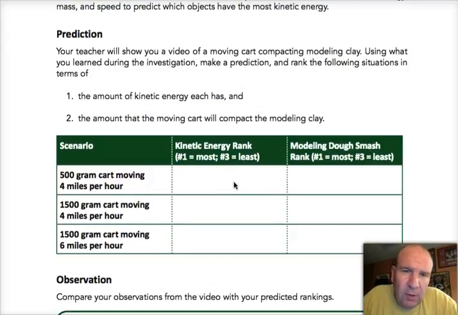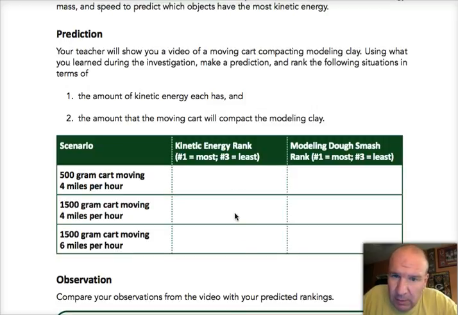So the first thing I want you to do is look here. There's 3 scenarios. There's a 500 gram cart moving 4 miles per hour. There's a 1500 gram cart moving 4 miles per hour. There's a 1500 gram cart moving 6 miles per hour. So the first thing I want you to do before you watch the video is make a prediction. Which one of these is going to have the most kinetic energy?